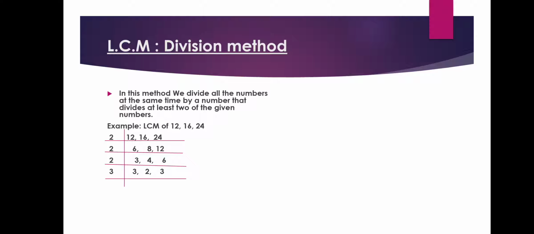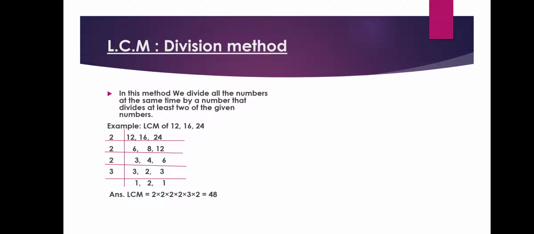Now again we have the divisor 2. See here, 3 cannot be divided by 2, so we will copy 3 as it is. Now 2 2s are 4 and 2 3s are 6. Now we have 3 as a divisor, which divides 3 here. 3 1 is 3, then 2 cannot be divided, so we will copy 2 as it is, and then there is 3 1 is 3.